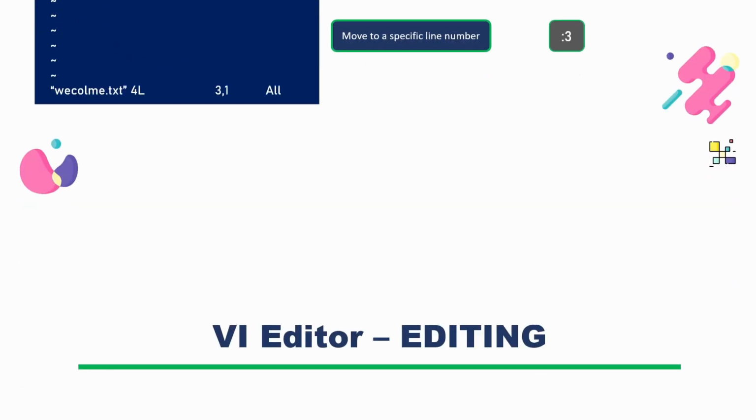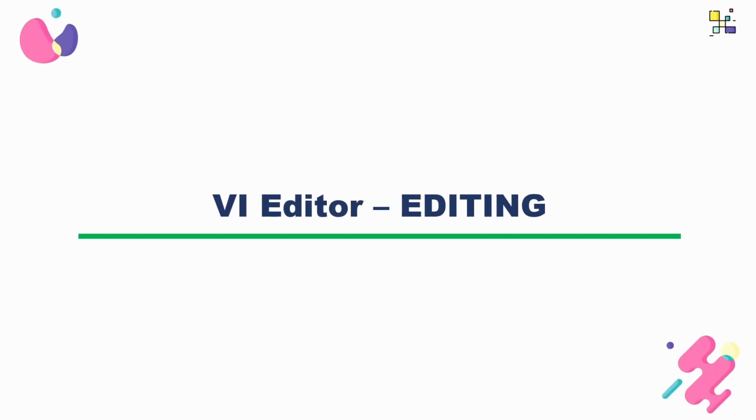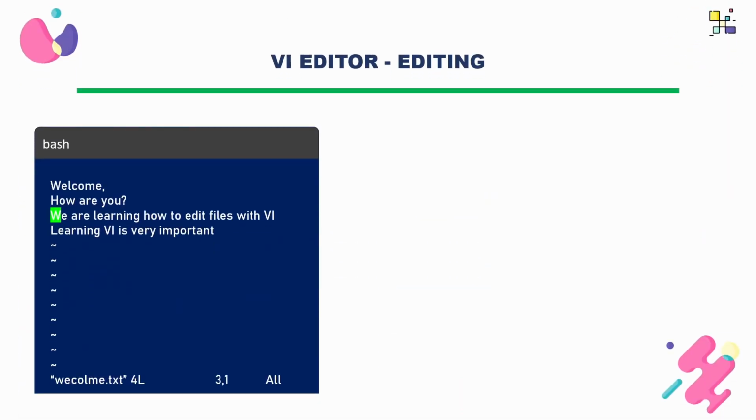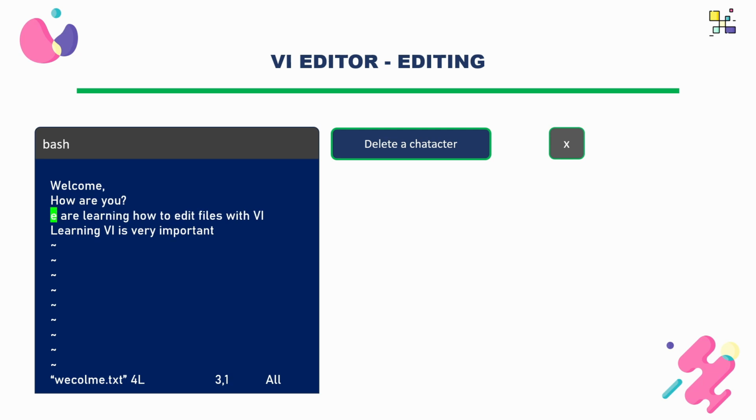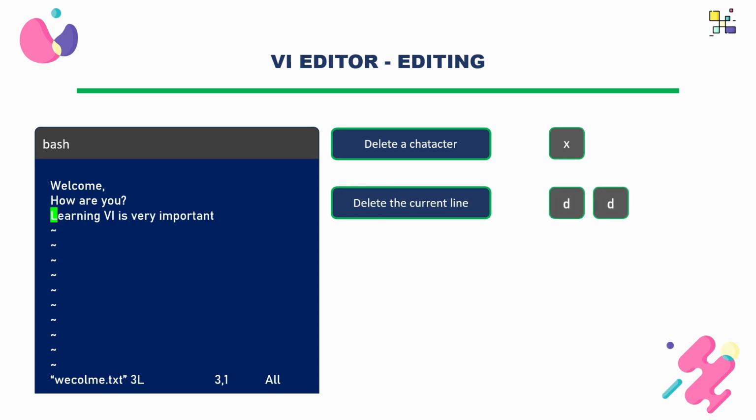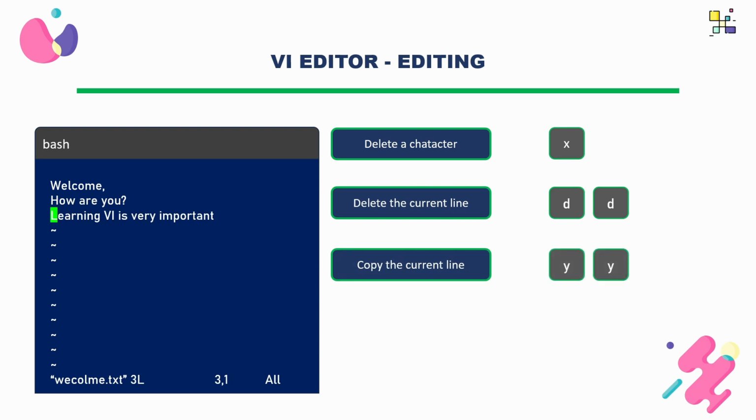We have also some editing options in the VI editor which can speed up our work. For example, to delete the character under the cursor, you can do that by pressing the X key. To delete the entire current line, press the D key twice. If you want to copy the current line, you can do that by pressing the Y key twice.